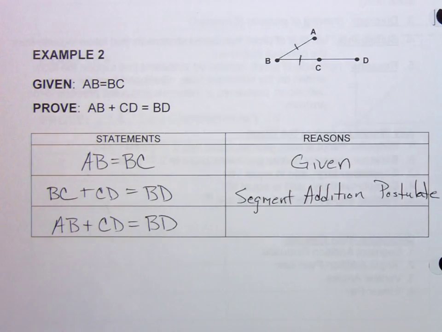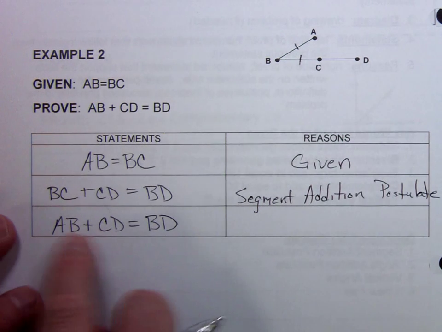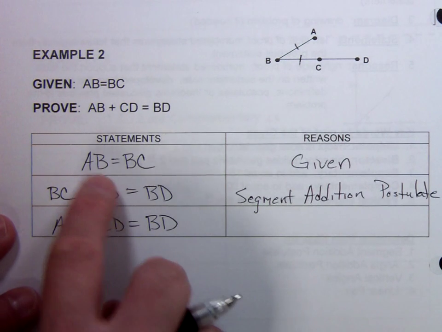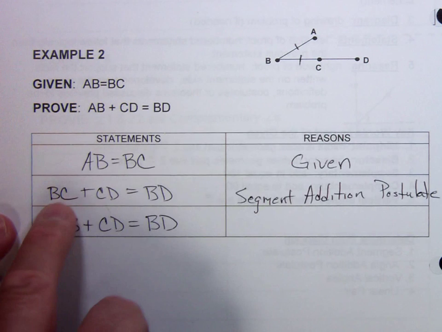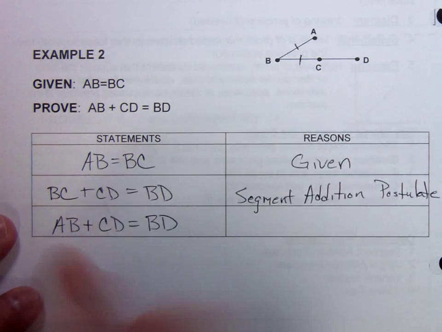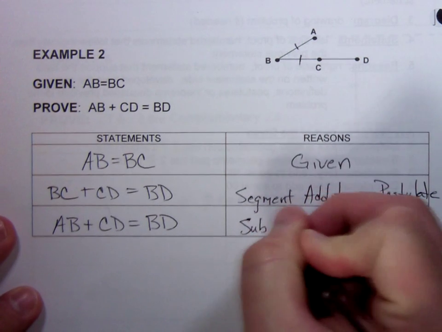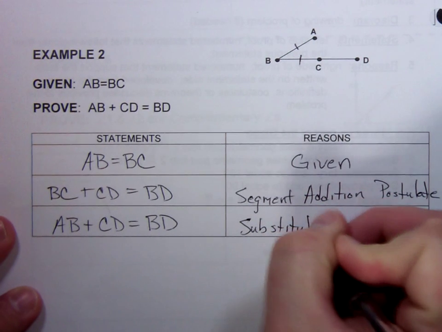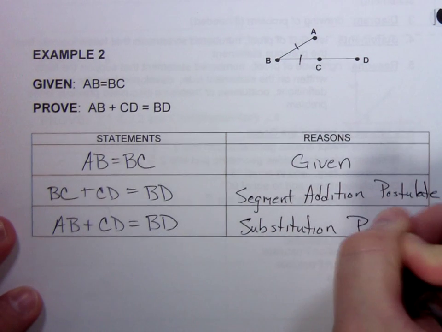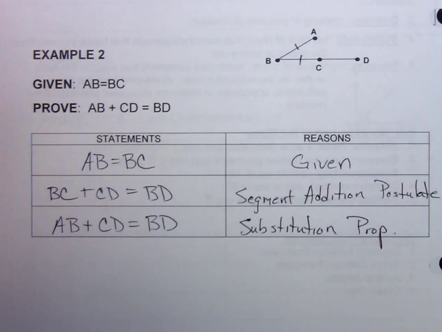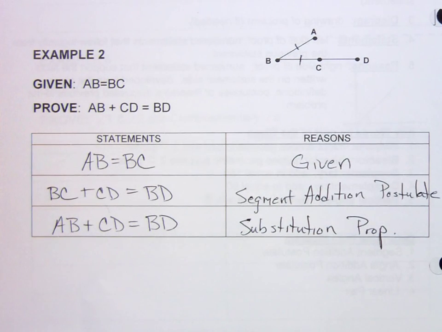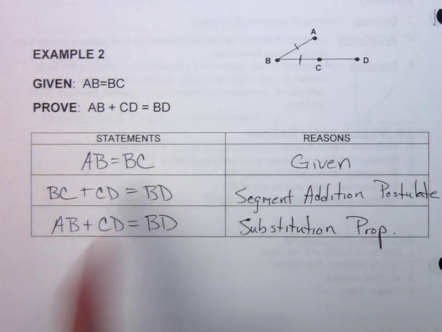And that's called substitution. So we can come up with this statement by substituting the distance from A to B in place of the distance from B to C. So we are using the substitution property. And we're done with our proof. We've given a good reason for what it was we were supposed to prove, so we have proven it now.